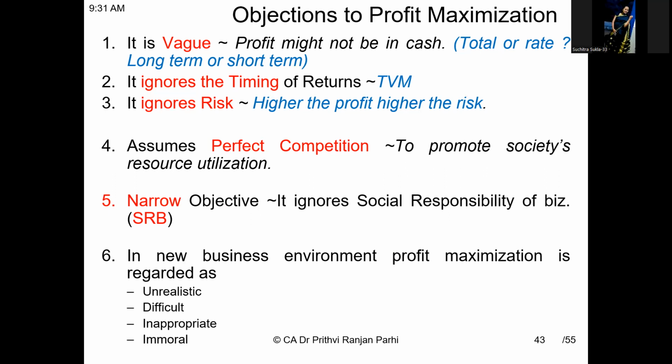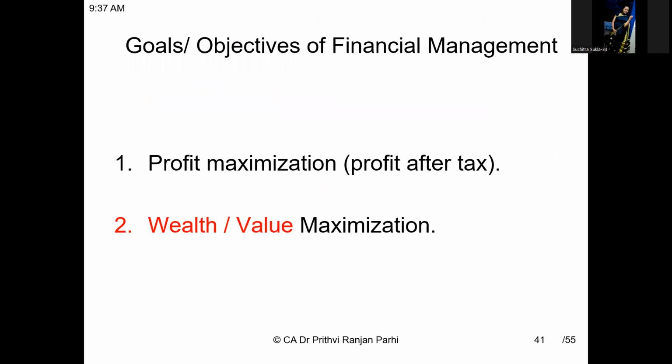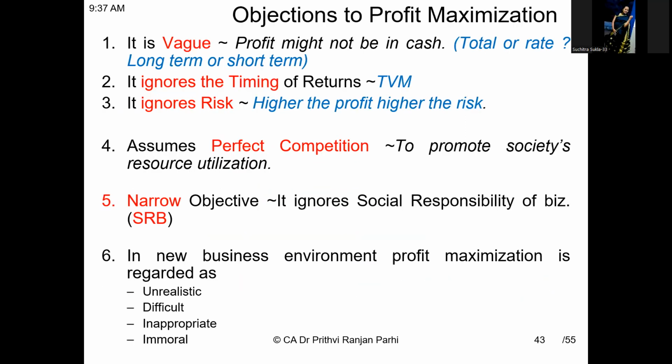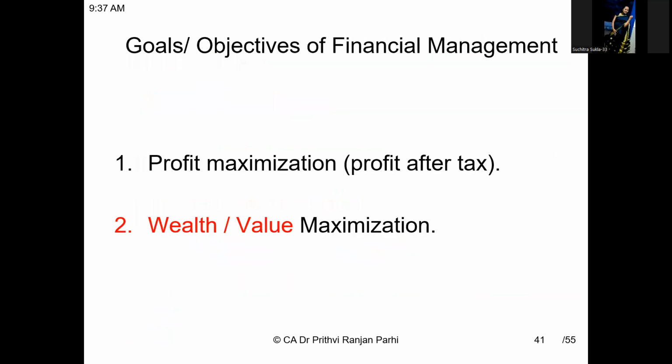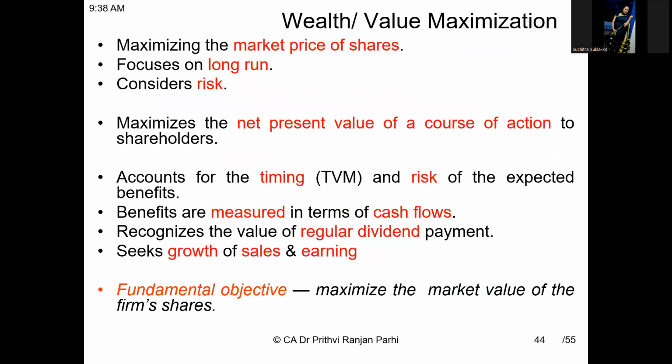Therefore, people object. Although I showed you there are two objectives, the first objective is profit maximization. Next is wealth maximization or value maximization. But now you've seen so many negative things about profit maximization. So now managers think that this should not be the main objective. So the main objective you can call is wealth maximization or value maximization.